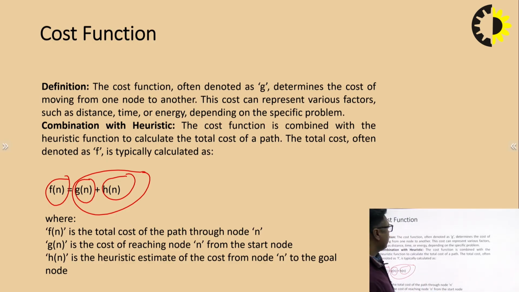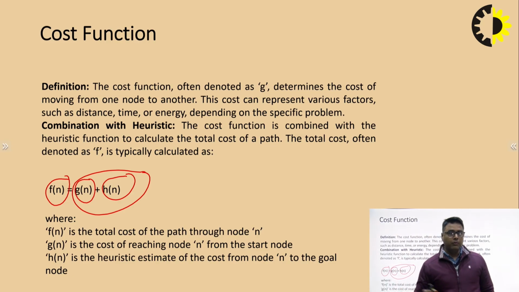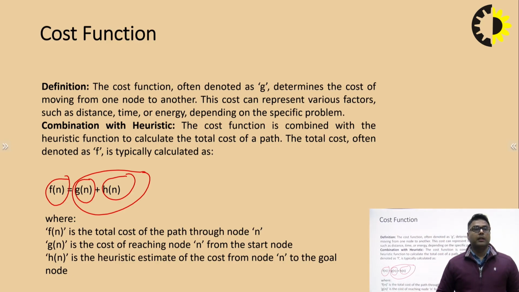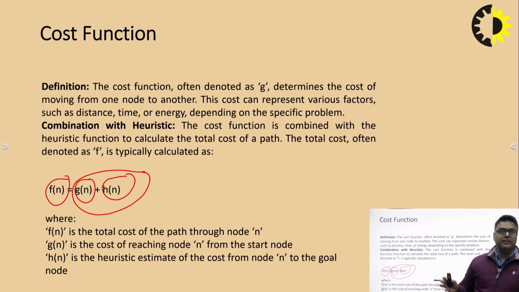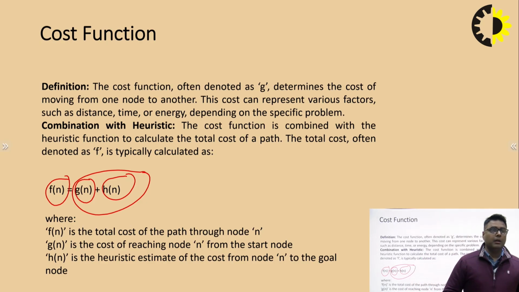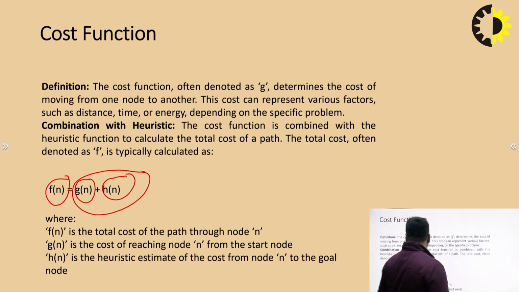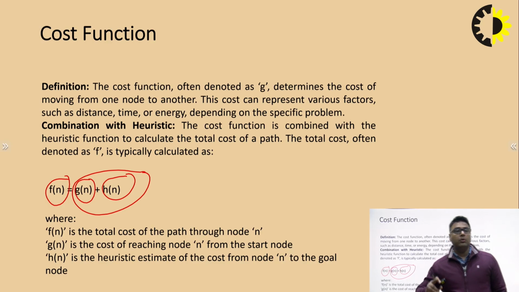The cost function, often denoted as G, determines the cost of moving from one node to another. This cost can be represented by various factors such as distance, time or energy, depending on the specific problem. In combination with the heuristic, the cost function is combined with the heuristic function to calculate the total cost of the path. The total cost of the path, often denoted F, is the total cost from the start node to the goal node.